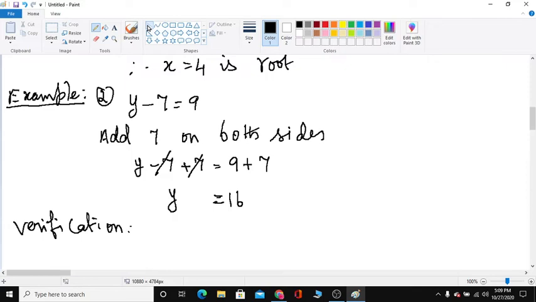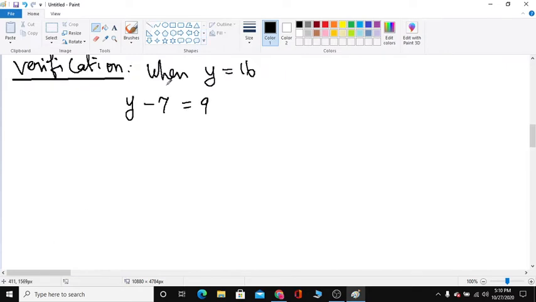What is the equation? y minus 7 is equal to 9. Now you have to substitute 16 in the place of y. When y is equal to 16, you find the left side answer and the right side answer. So in the place of y, substitute 16: 16 minus 7 is equal to 9. 16 minus 7, you know.